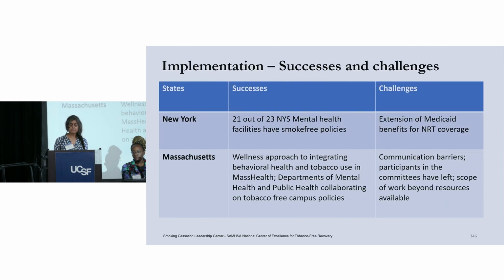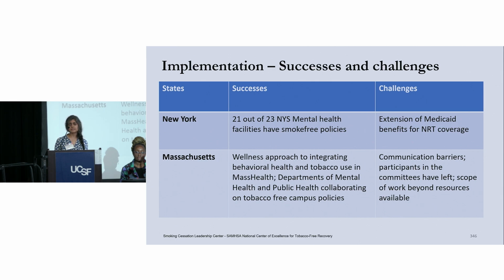So what are some of the implementation successes and challenges? Again, pulling up some examples from some of the states. For example, New York's success: 21 out of 23 New York State mental health facilities had smoke-free policies. The challenge was really around extending Medicaid benefits for nicotine replacement therapy coverage. Massachusetts had a wellness approach to integrating behavioral health and tobacco use within MassHealth, their main Medicaid health insurance. But they also experienced substantial communication barriers.